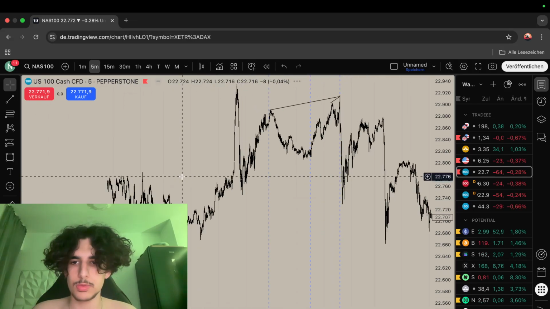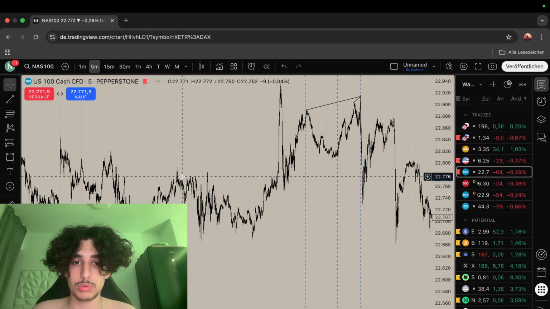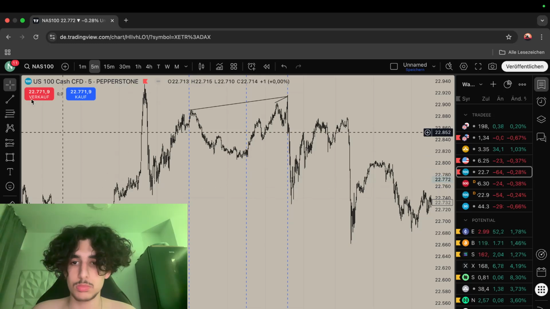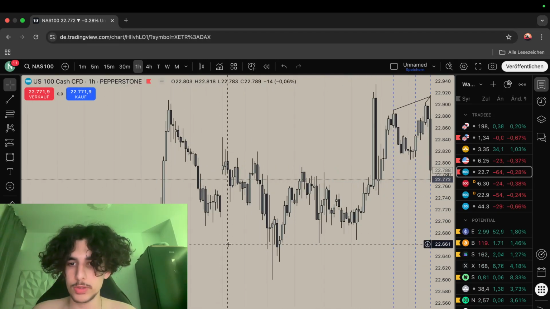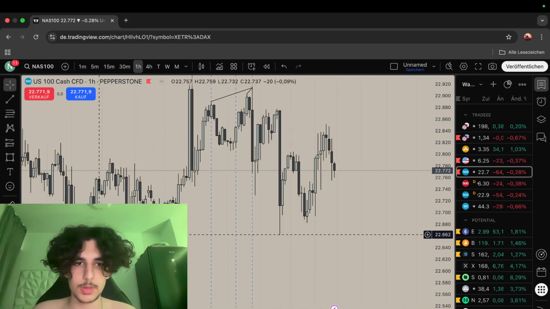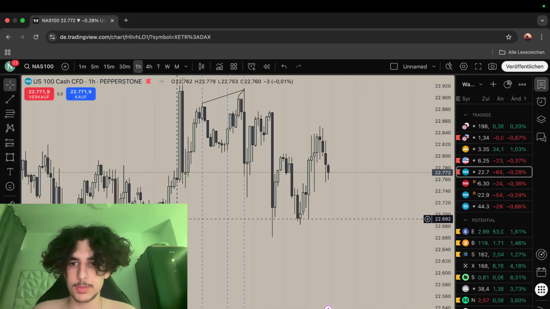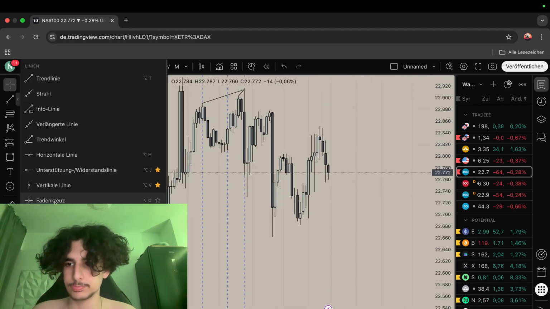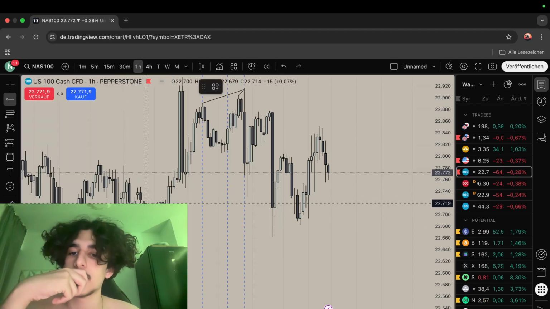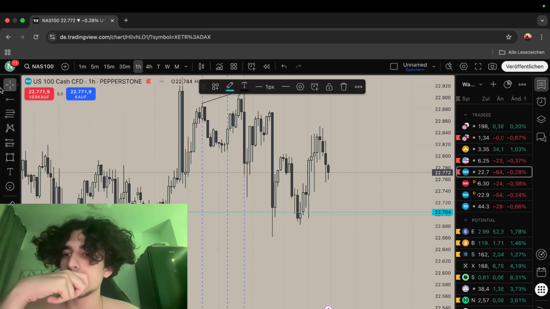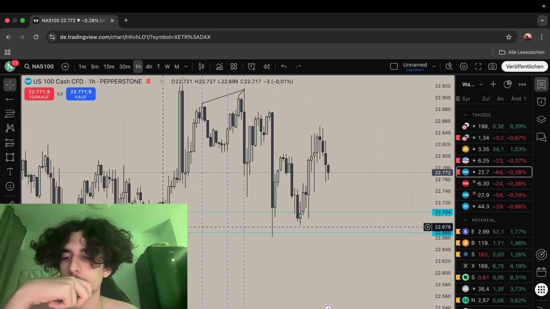up to, damn, I don't know. Yeah, low resistance liquidity. Low resistance liquidity here. Damn, too good for that. The first low, I didn't take partials of that, but here.